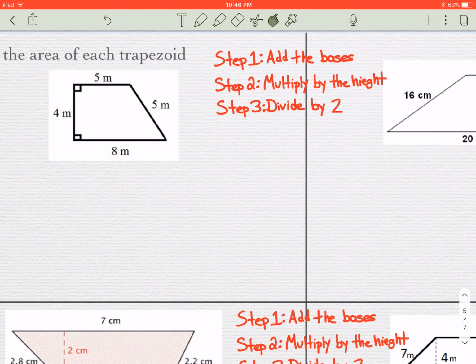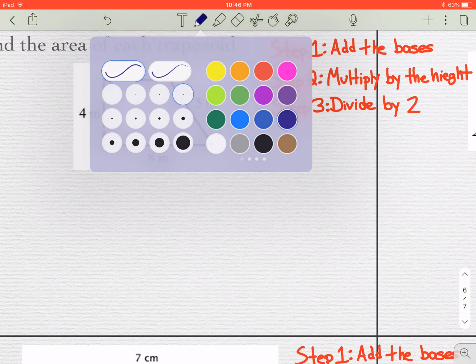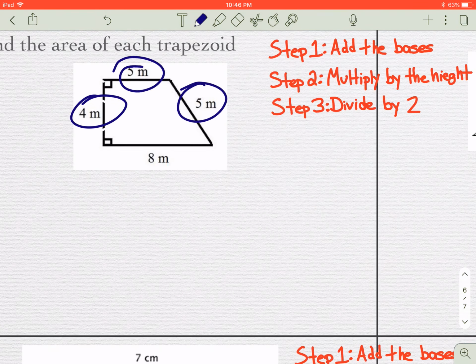So here I have a trapezoid, and if I wanted to find the perimeter, I would just add all of these sides together. I'd add that plus that plus that plus that. But I want to find the area.